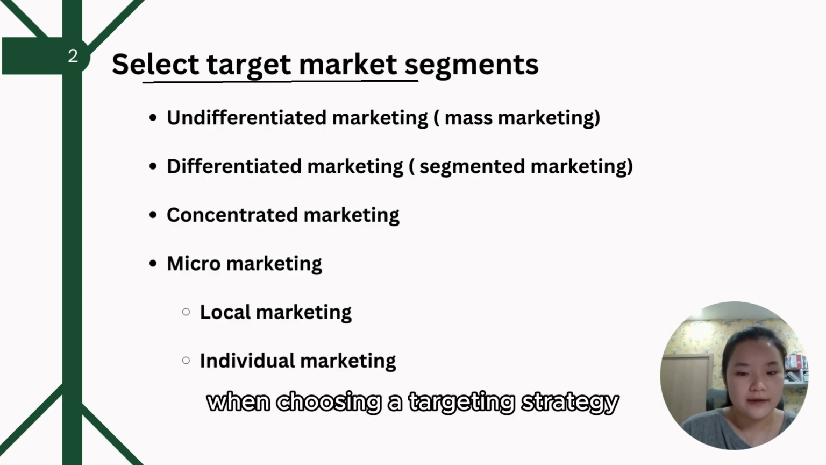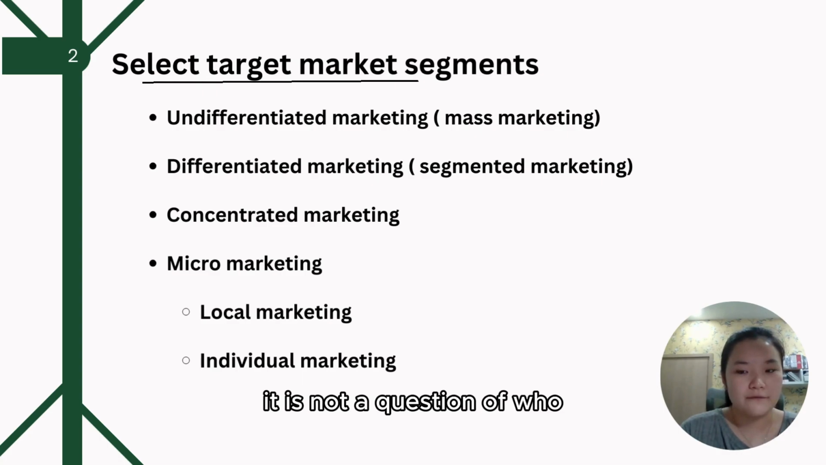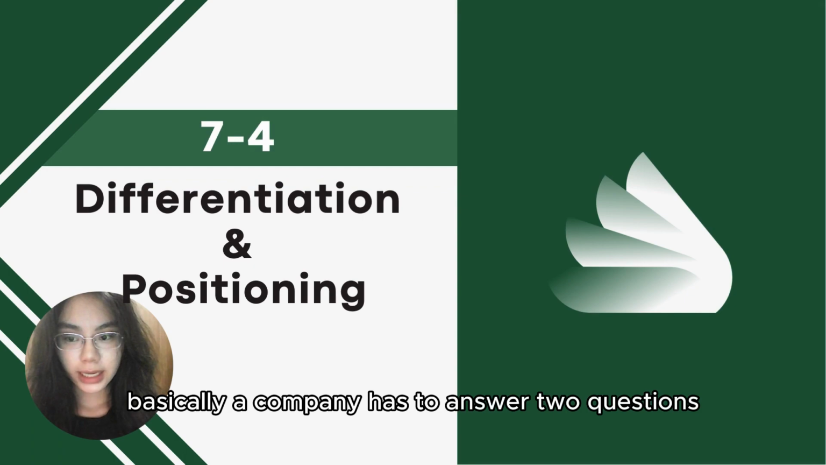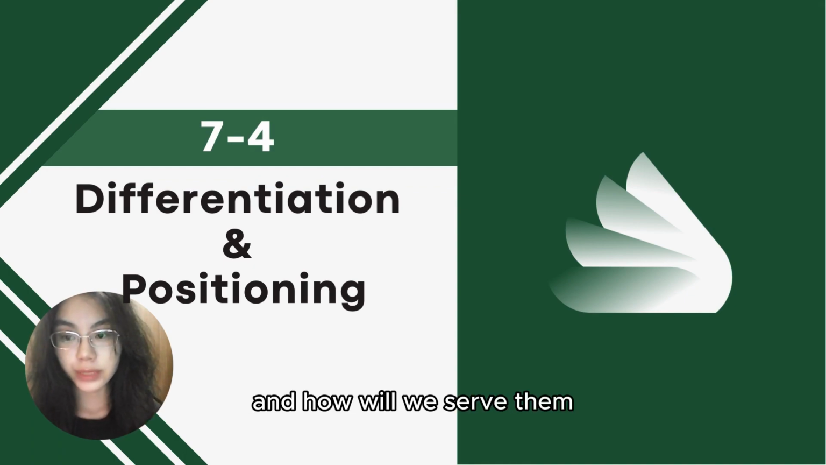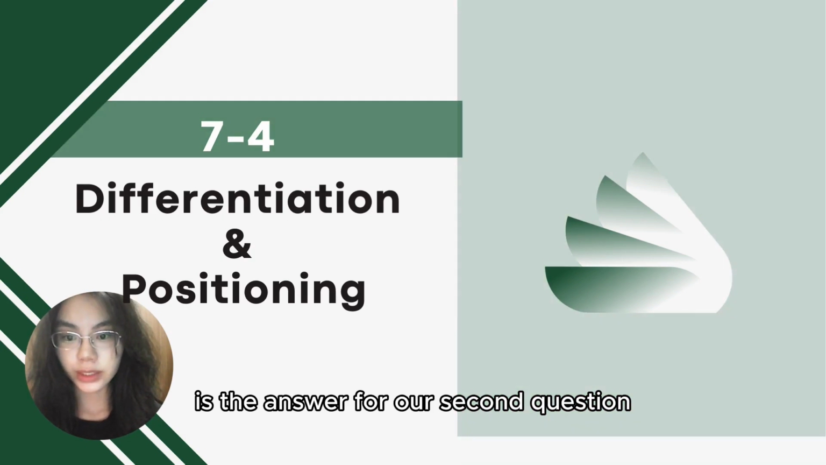When choosing a targeting strategy, we should also consider competitor strategies. It is not a question of who, but rather how and what. Basically, a company has to answer two questions: which customers will we serve and how will we serve them? So, differentiation and positioning is the answer to our second question.